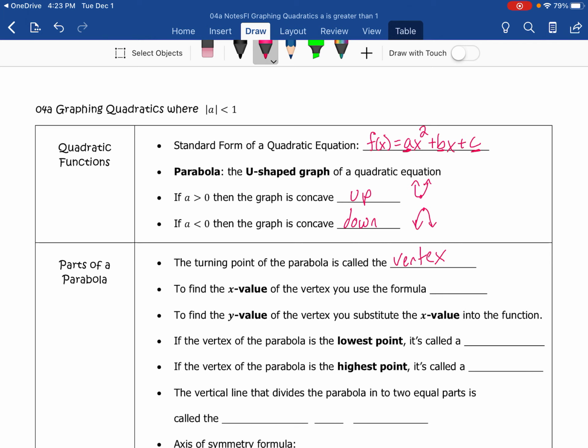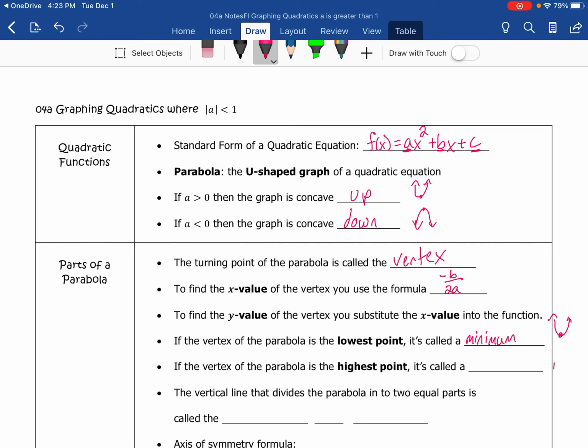To find the x value of the vertex, you use the formula negative b over 2a. And those a and b come from the standard formula. Okay. If the vertex of the parabola is the lowest point, so this would be when it is concave up, then it is called a minimum.